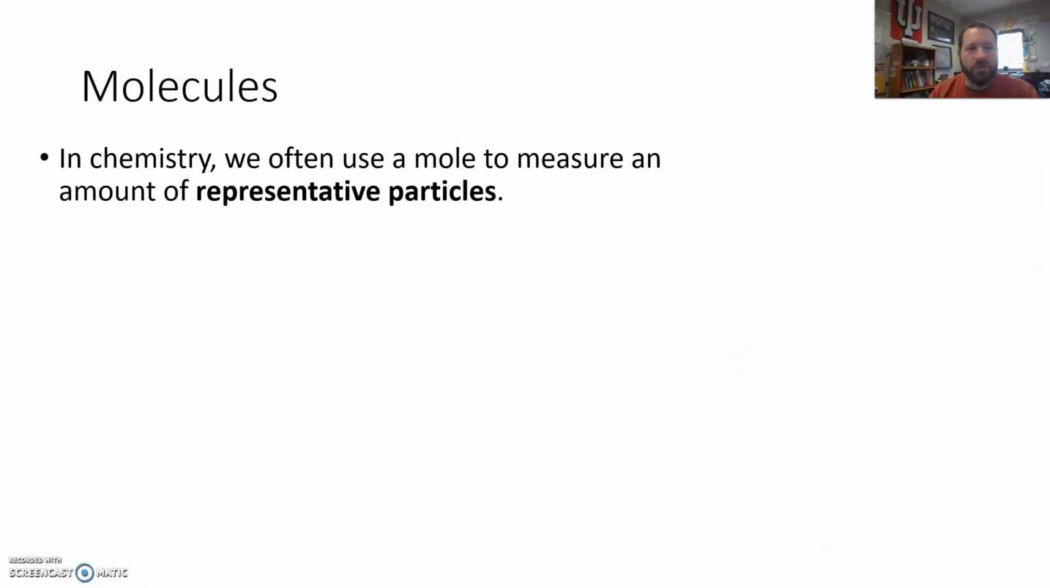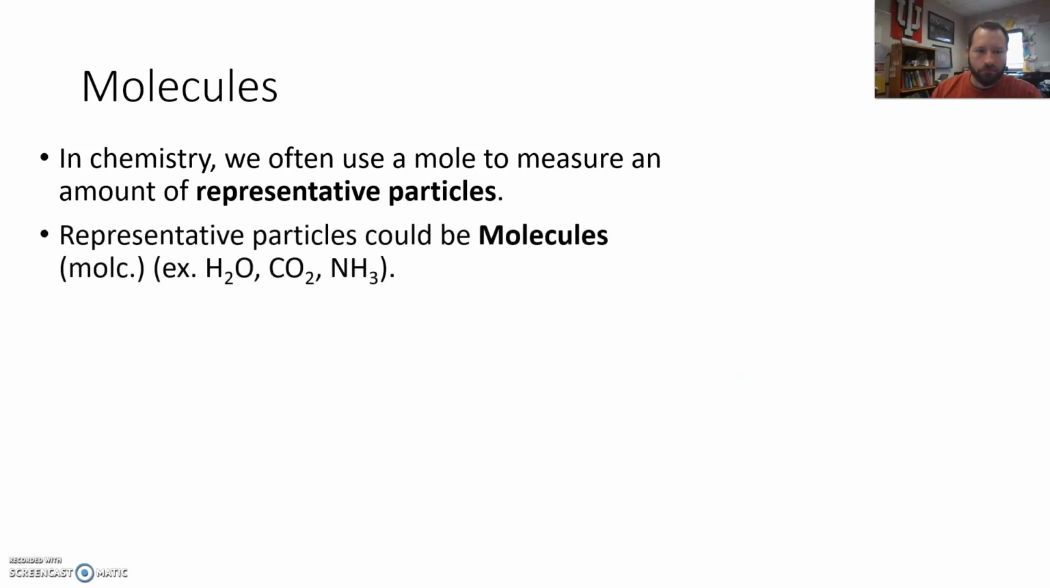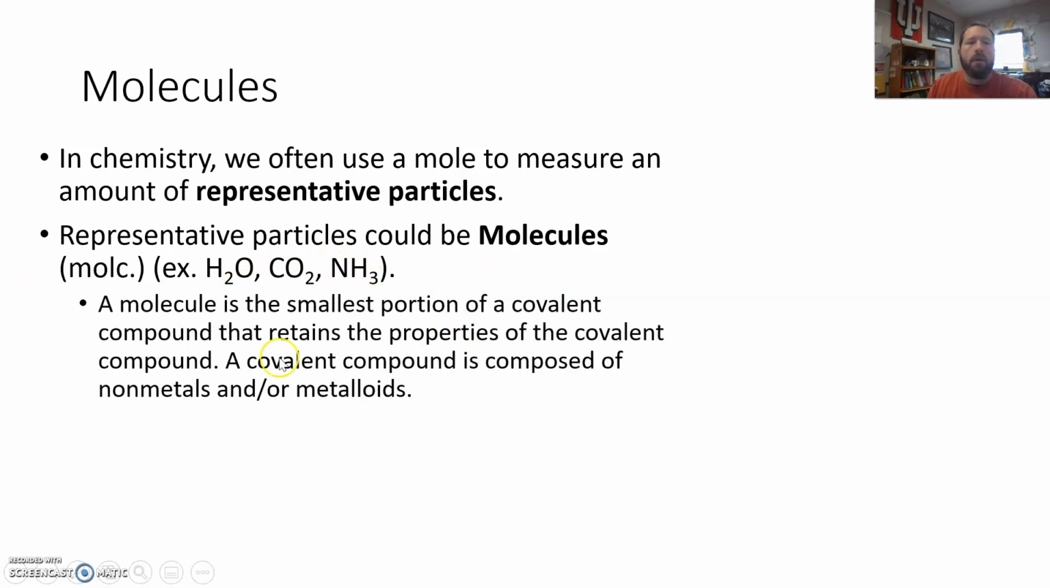Finally, our third type of representative particle, the molecule. Molecules, like H2O, that's water, CO2, carbon dioxide, NH3, that's ammonia. A molecule is the smallest portion of a covalent compound. So formula units are for ionic compounds. Molecules are for covalent compounds. Make sure you watch the abbreviation, MOLC. We can't just use MOL. We've already got MOL as an abbreviation for a mole. So we have to add that C right there so people know we're talking about molecules, and not MOL, the mole, which is a count.